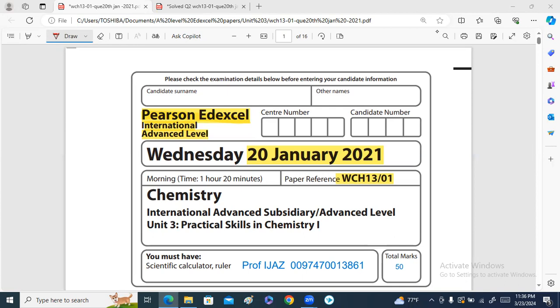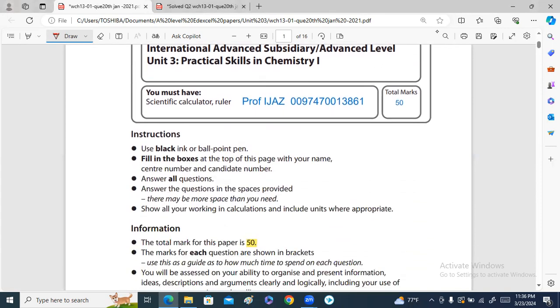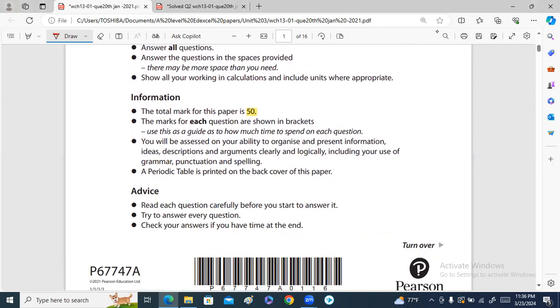Today I'm going to discuss the Pearson Edexcel International AS level paper, January 2021, and the paper code is WCH13. This is a 50 marks paper. Let's start from question number 1.